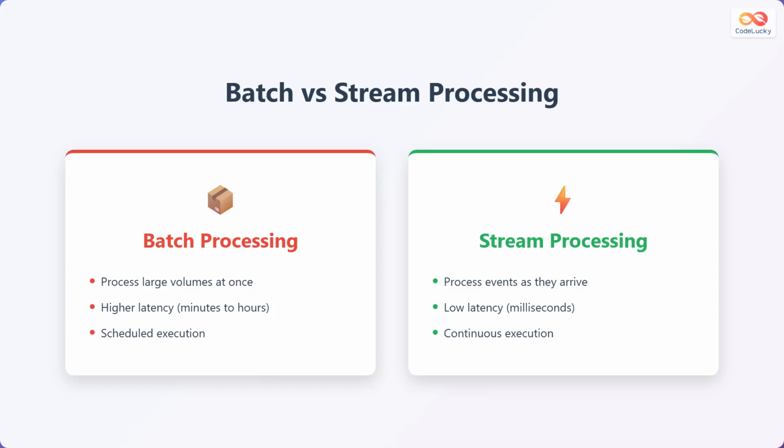Let's contrast batch processing with stream processing. Batch processing involves processing large volumes of data all at once, which results in higher latency, typically from minutes to hours, and is often executed on a scheduled basis. On the other hand, stream processing processes events as they arrive, achieving low latency in milliseconds, and operates with continuous execution.